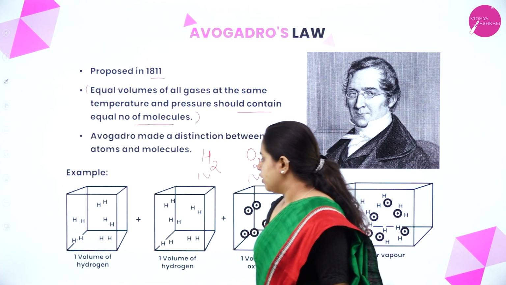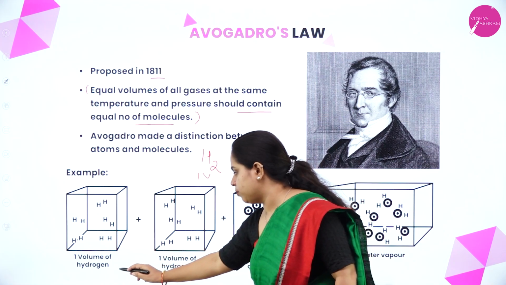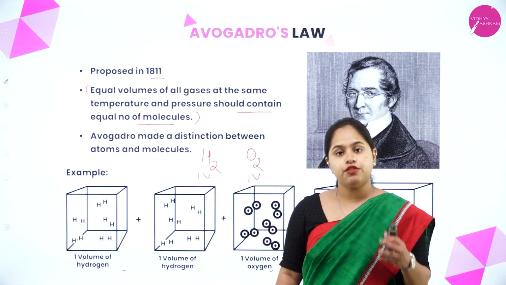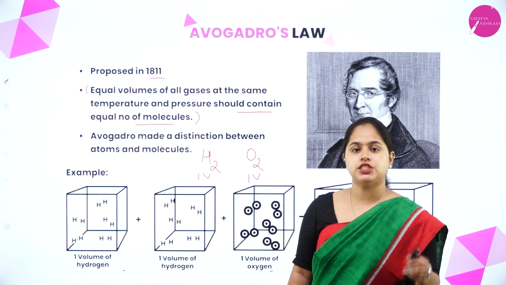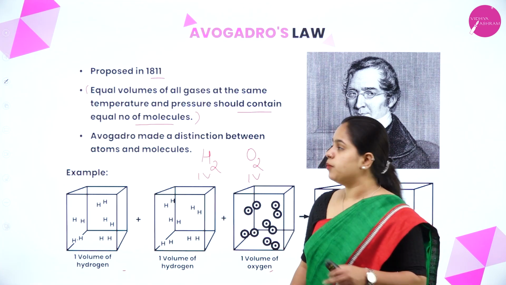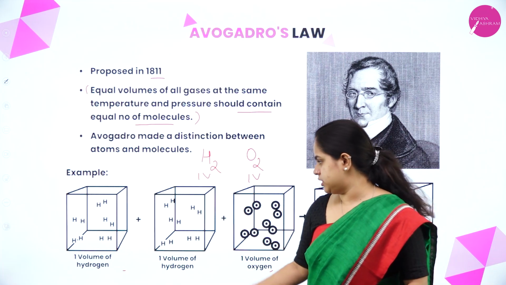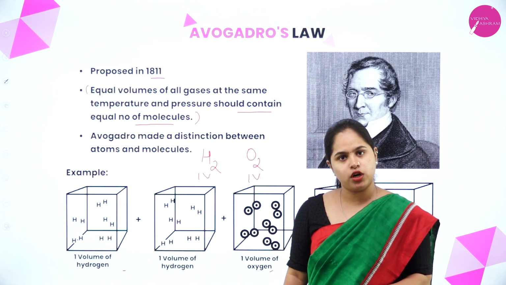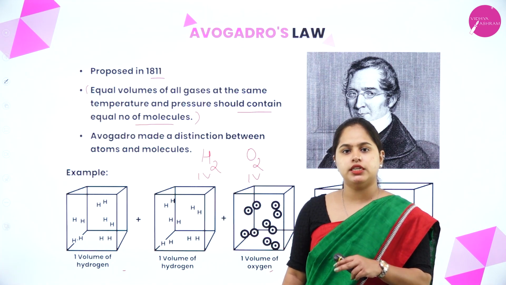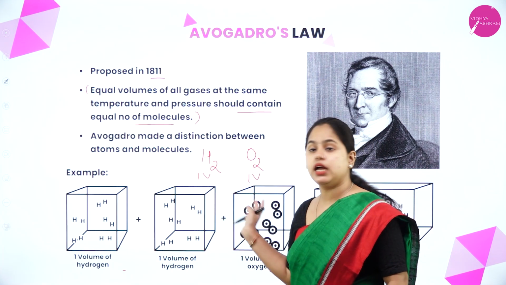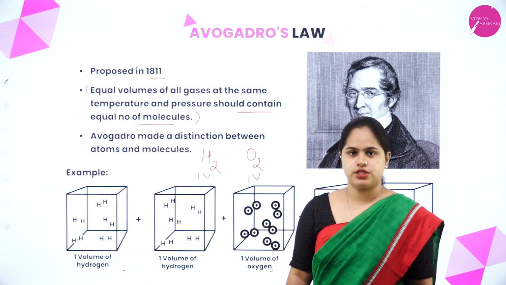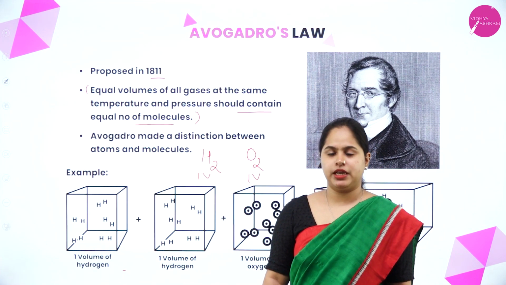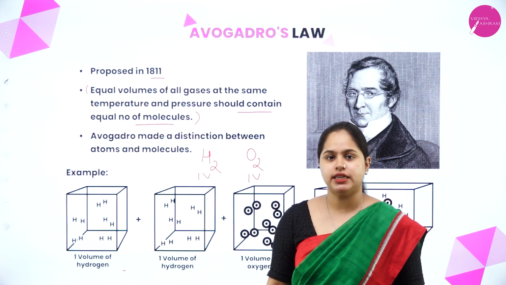Right? So from this you can see 1 volume of hydrogen and 1 volume of oxygen, if taken under same temperature and pressure conditions, provided they are having equal volume, they will be having the equal number of molecules. Yes, so this is about the 5 laws of chemical combinations. I hope till here it is clear.